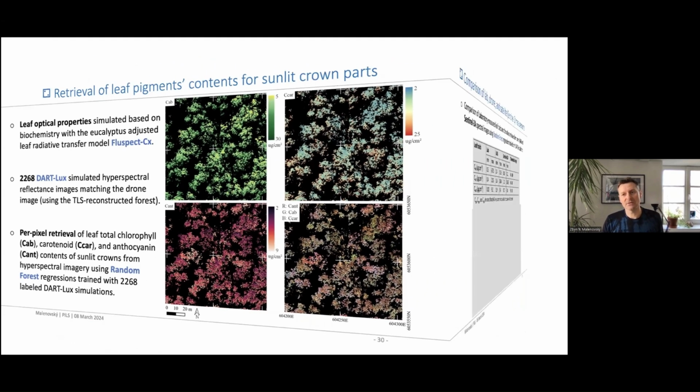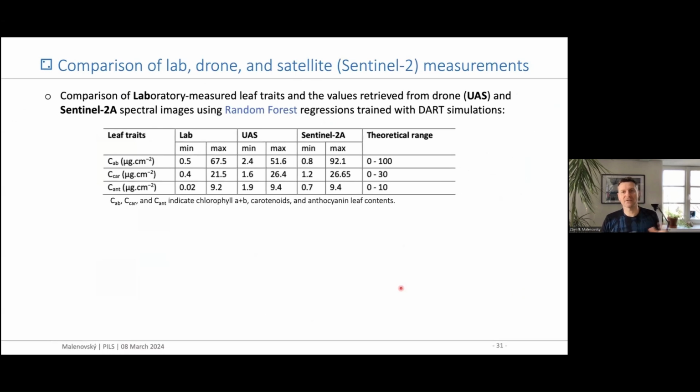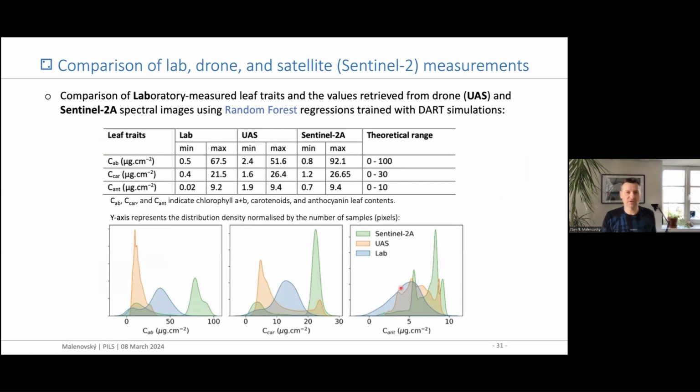Now we also tried to compare the results with retrievals from satellite and the laboratory measurements. The ballpark intervals which we retrieved agreed more or less, but when we compare the distributions, which are density normalized distributions of our retrievals, we have some discrepancies, mainly because the laboratory measurements were done on only 8 trees, and we sampled mainly the lower parts of the canopy, of course.